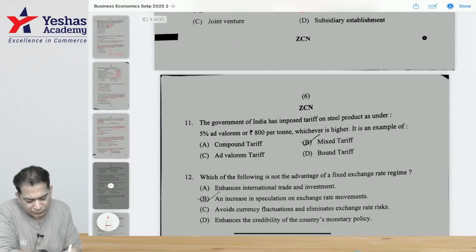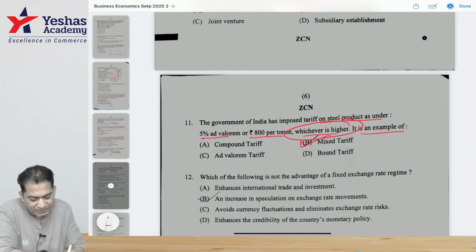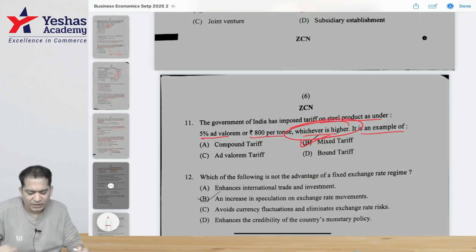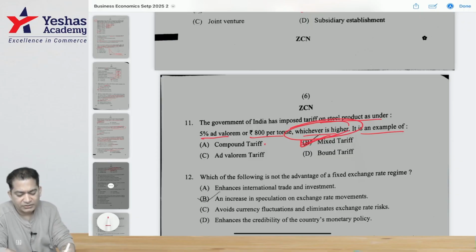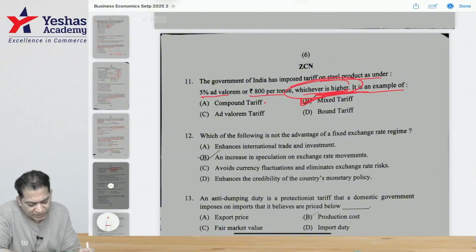The government of India has imposed a tariff on steel products of 5% ad valorem or 800 rupees per ton, whichever is higher. It is an example of mixed tariff. Whichever is higher is mixed tariff, again covered in the class. If both are added together, then it will become compound tariff. For this, they have not said added together, they have said whichever is higher. So mixed tariff.